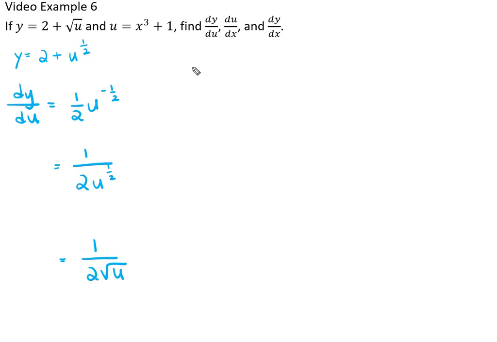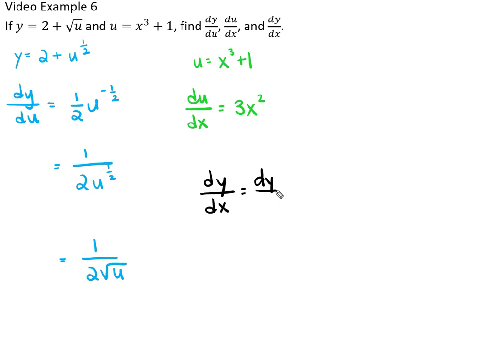Then we have u is equal to x cubed plus 1. To find du dx, we're going to take the derivative with respect to x. We get 3x squared plus 0, so then we won't write that part. To get dy dx, what we're going to do is get dy du and then du dx.